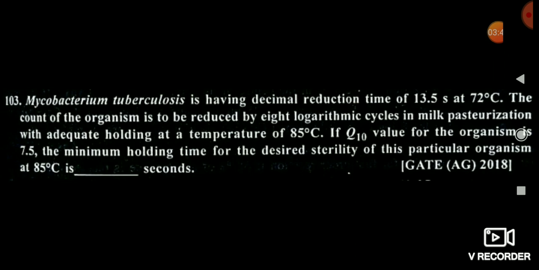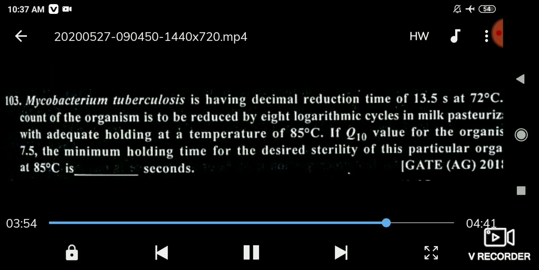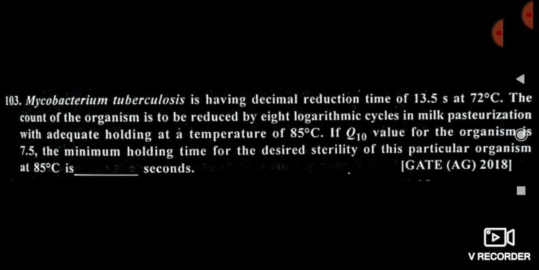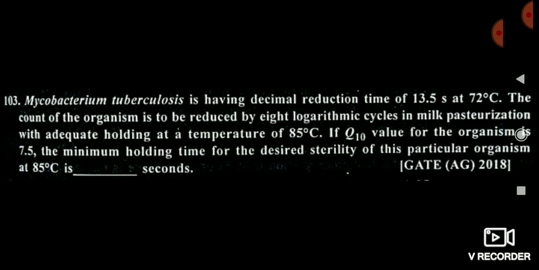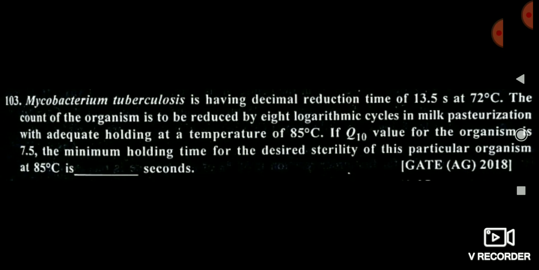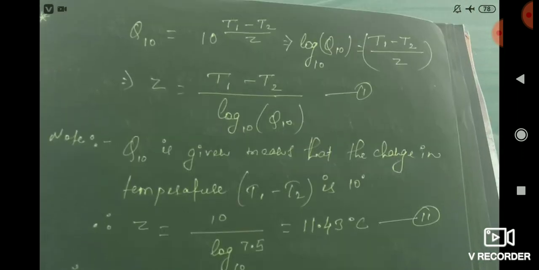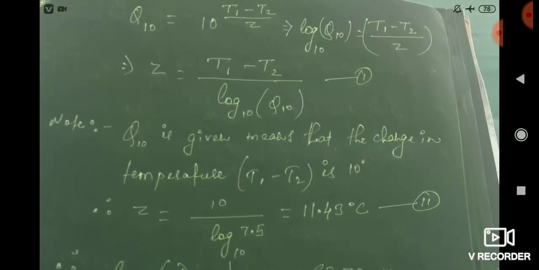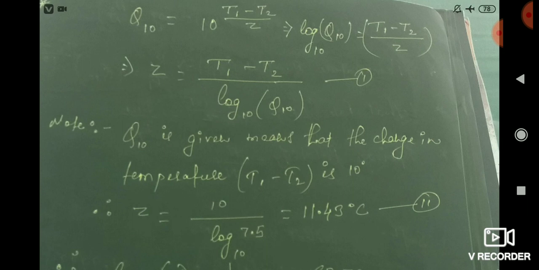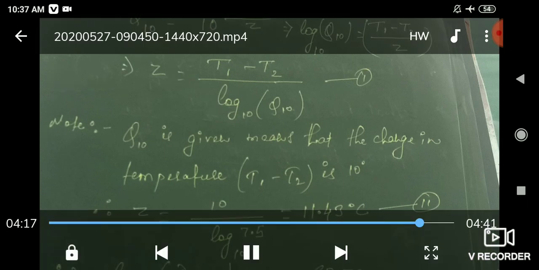Friends, here the decimal reduction time at 72 degrees is 13.5, reduced 8 times logarithmically at the temperature of 85, and the Q10 value for this organism is 7.5, and it is asking about the minimum holding time at 85 degree centigrade. So friends, for calculating this, first thing we have to consider, we should calculate the Z value.